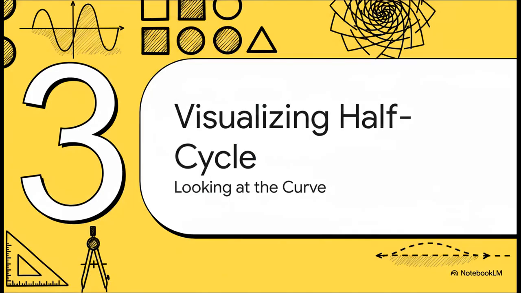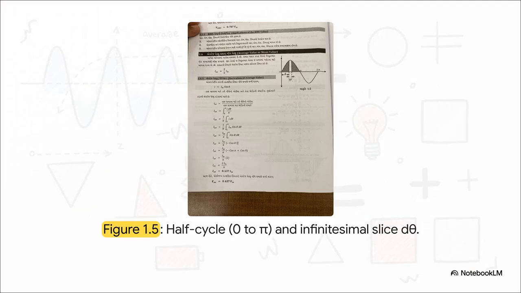Section 3. Visualizing the half cycle. Okay, definitions are great, but seeing it graphically makes it undeniable. Take a look at the sine wave graph we've got here. Notice how we're only looking at the positive half cycle of the wave, starting at 0 and ending at pi.